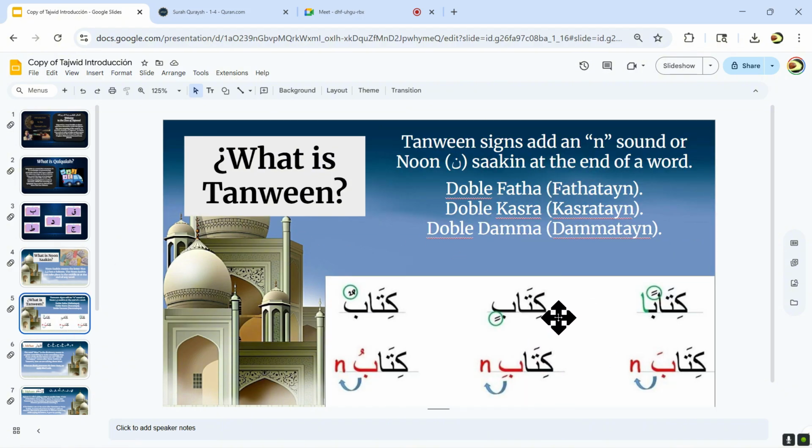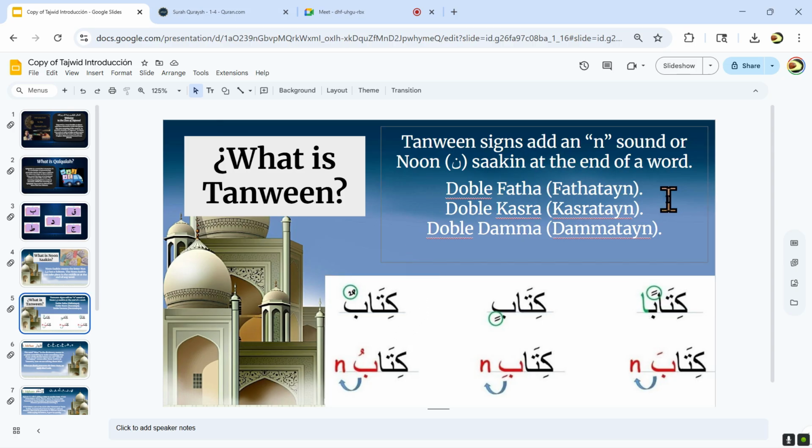Whenever we find a double haraka, we're going to add a noon at the end. In this case, kitabin is how it's written here. You just put a noon at the end. And right here we have kitabun. These I'm pretty familiar with, but I think it's still good to go over them.